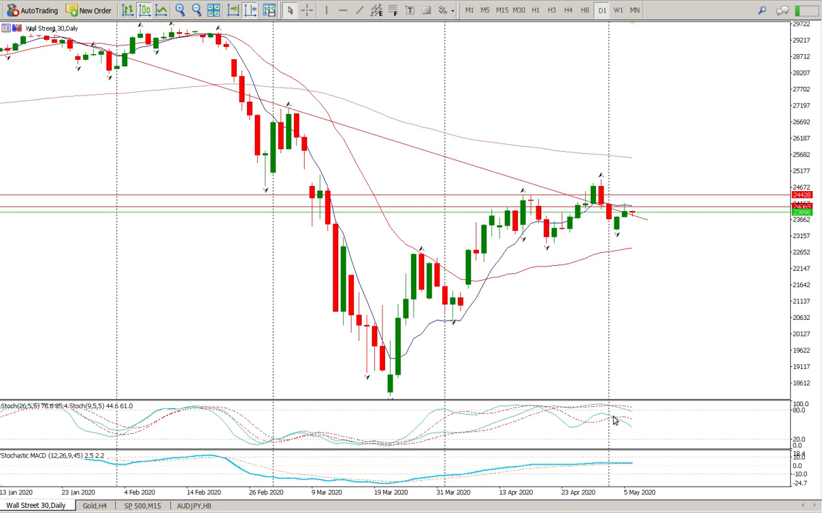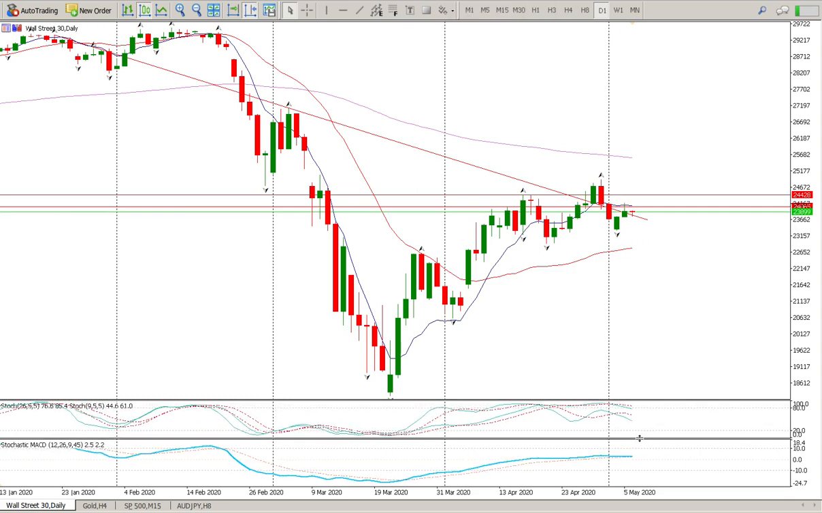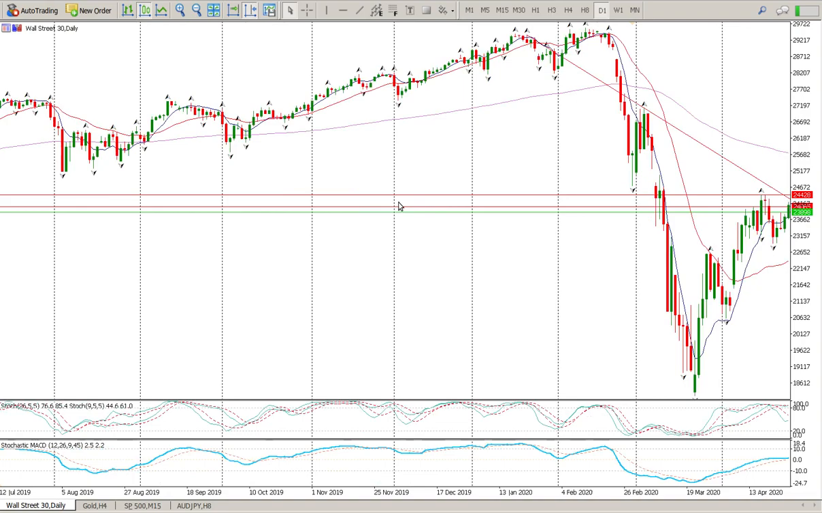The concern I've got here is I've got a stochastic crossover, and they're both pointing to the downside. Okay, and then I have a MACD stochastic, hasn't crossed over yet, but that does look rather ominous, doesn't it, for a move to the downside. So my oscillators are telling me that we have reached a level and that we should be looking for a shorting opportunity. Okay, so let's just move to the left.